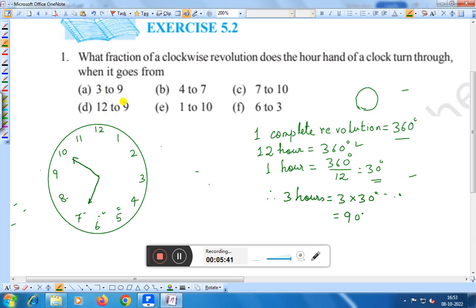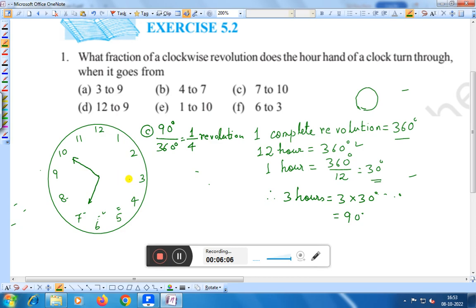Therefore, question C is equal to 90 degrees and total is 360 degrees. Right? Therefore, if we cut 4 9 36, it is 1 by 4th revolution. This is question number C.